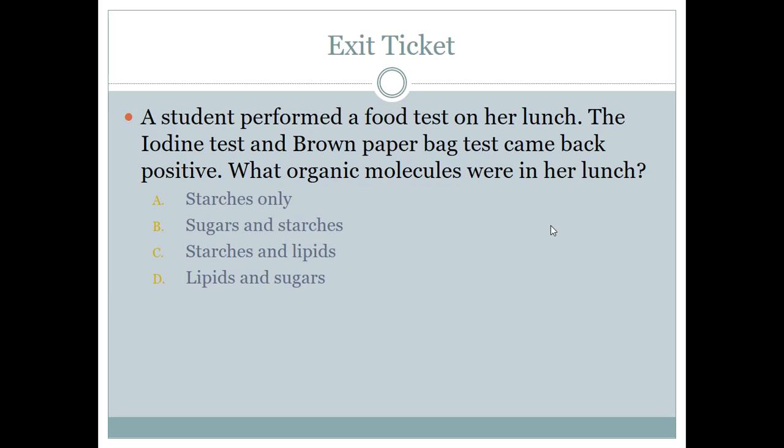So, the answer should have been C, starches and lipids. The iodine test and the brown paper bag test were both positive. Iodine, we know, tests for starch, and brown paper bag tests for lipids. So, the answer would have been C.